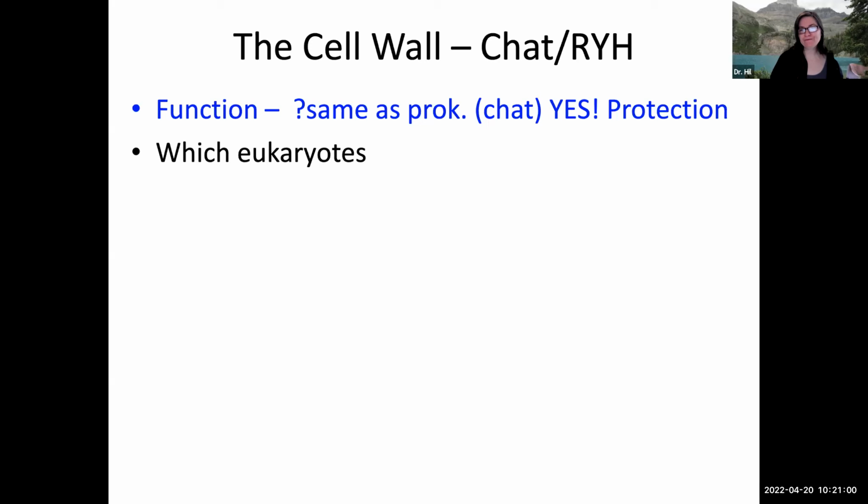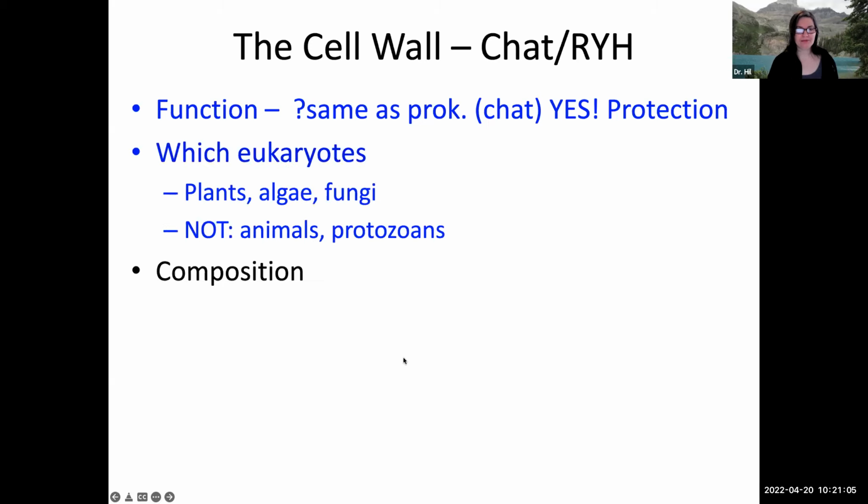Yes, plants do. And then in the microscopic world, algae and fungi. Notably, the eukaryotic animal cells and the eukaryotic protozoa, which are the animal-like single-celled organisms, do not have a cell wall. Now, the composition of the cell wall in prokaryotes, in bacteria, was peptidoglycan. In archaea, it was pseudomurein, which is not something you have to remember. But both of those are sugar and protein based. The composition of the cell wall in eukaryotic cells is what?